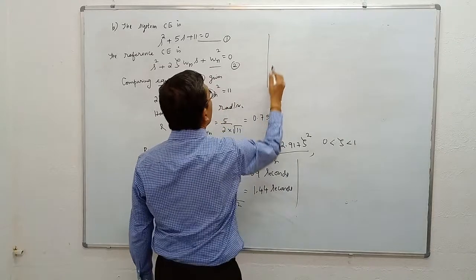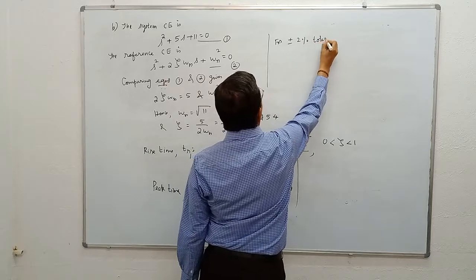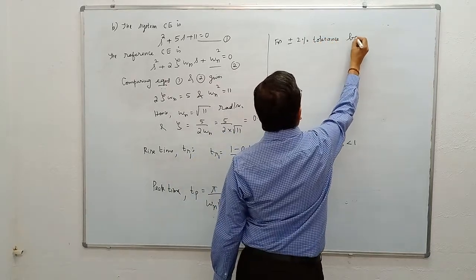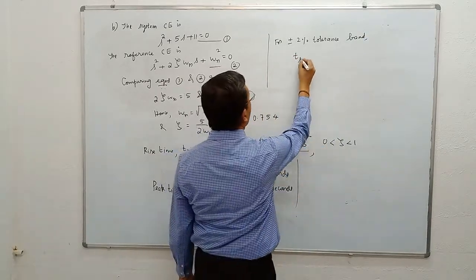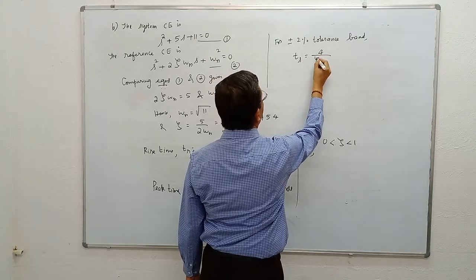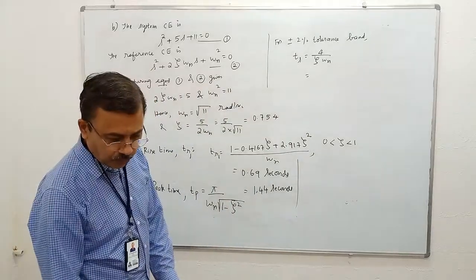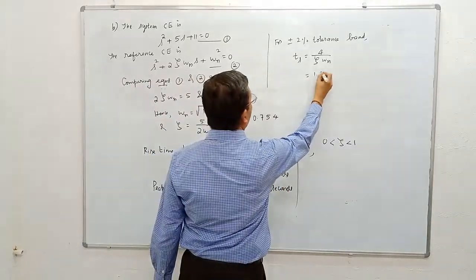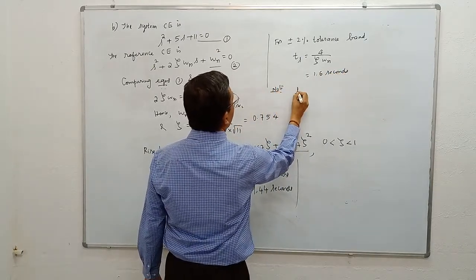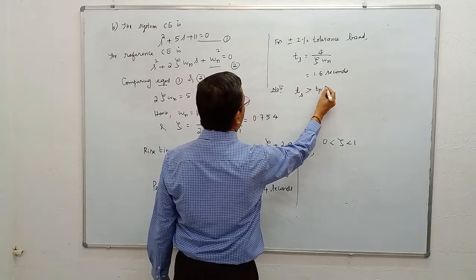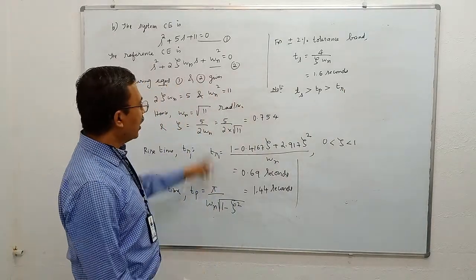Last one, for plus minus 2% tolerance band, settling time Ts is equal to 4 divided by zeta into omega n. You know the zeta value and omega n value. Substitute, you will get the answer as 1.6 seconds. Please note, settling time Ts should be greater than peak time Tp, which should be greater than Tr1. Otherwise, check the calculations. Thank you.